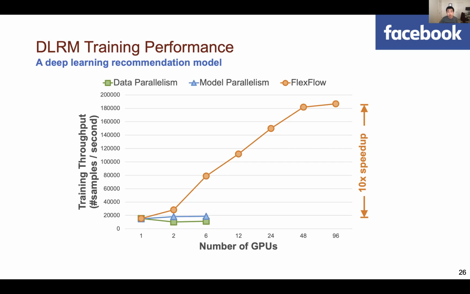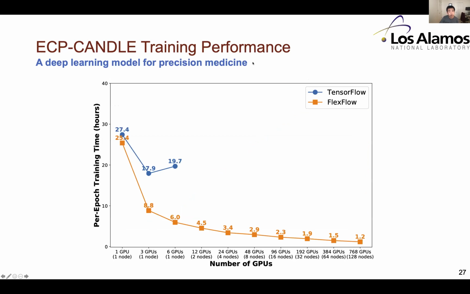And so in this bootcamp, this DLRM model will also be used as an example for demonstrating the performance auto-tuning functionality in FlexFlow. So we will revisit this model in a later talk.